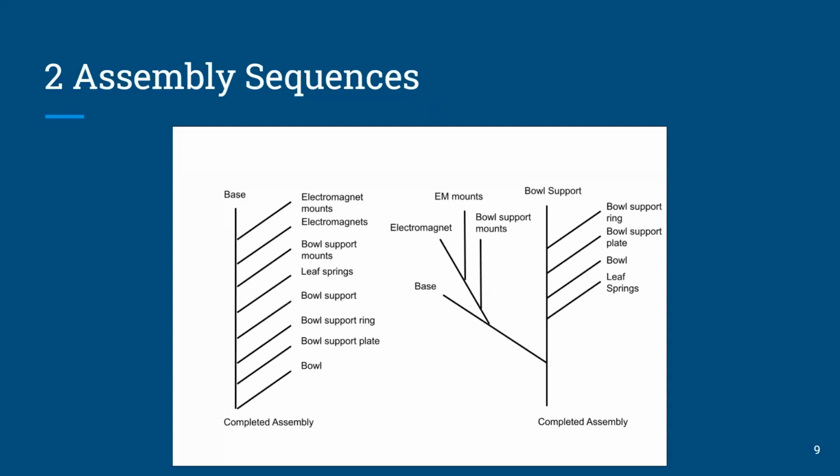There are two possible assembly sequences. The first on the left side is a simple linear assembly, starting with the base and then adding parts one at a time from bottom to top until you have a completed assembly. The second option on the right basically splits the assembly into two sub-assemblies. The lower one, which starts with the base and adds the electromagnet and the various mounts, and then the one on the right starts with the bowl support and adds everything up to the bowl, which are then combined at the end.